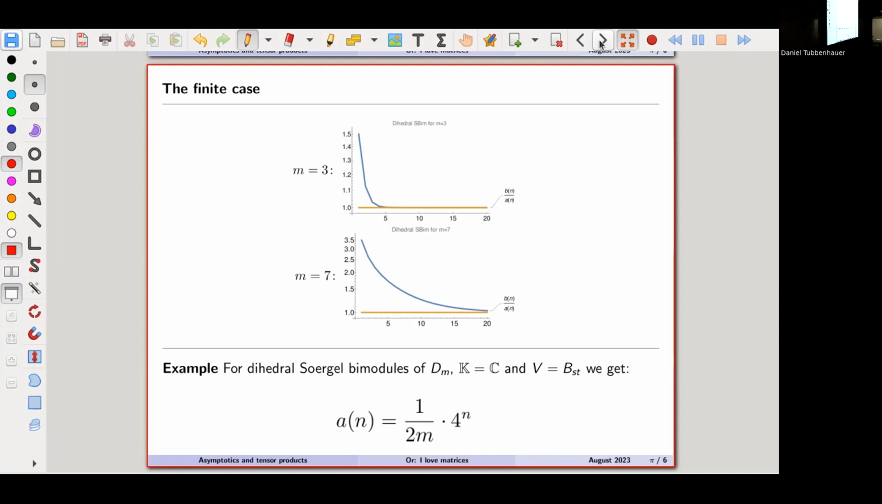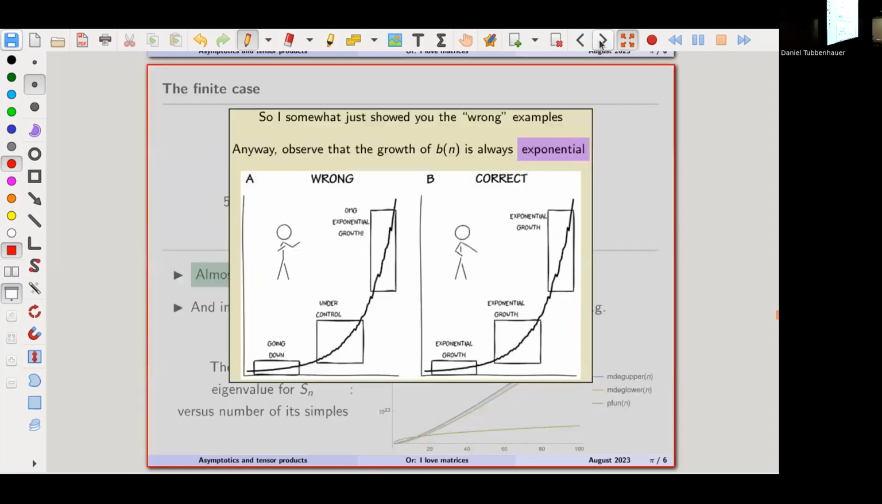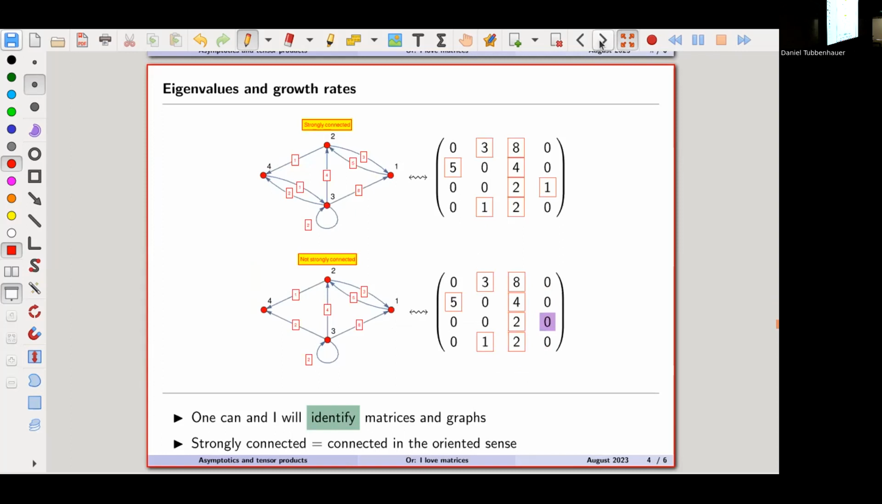These are all examples I did in the finite case. So whatever, let me skip that, and let me just tell you where it comes from. So the idea is the following. It's really ridiculous in general.